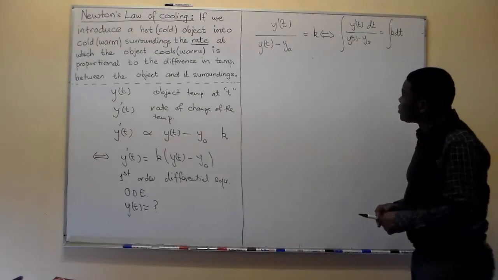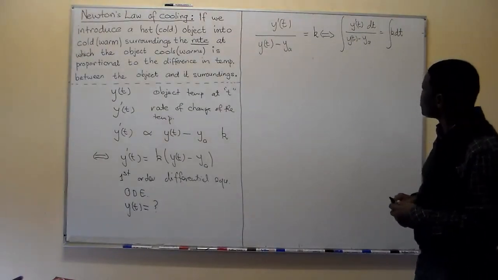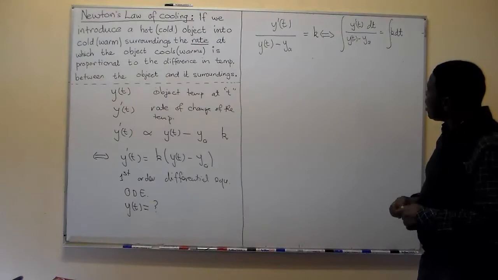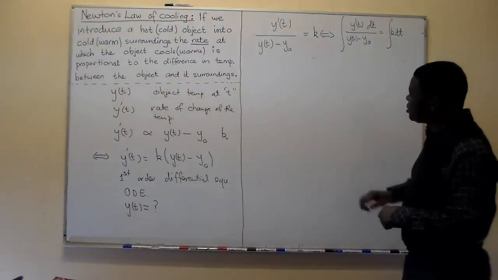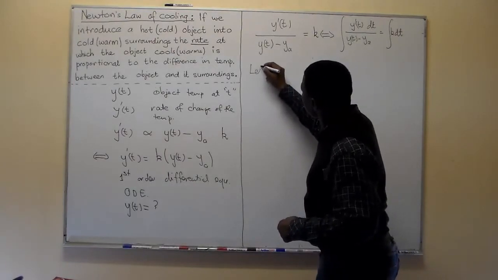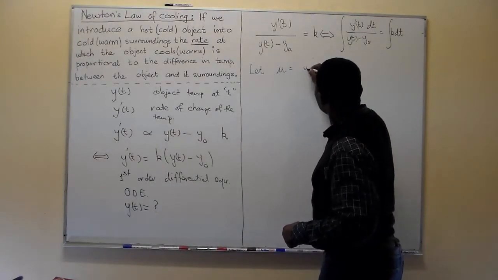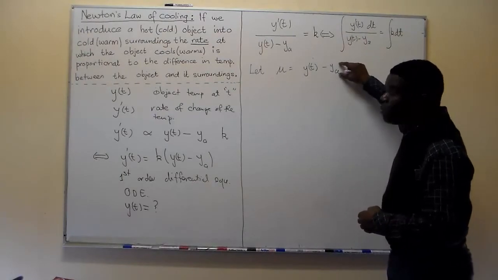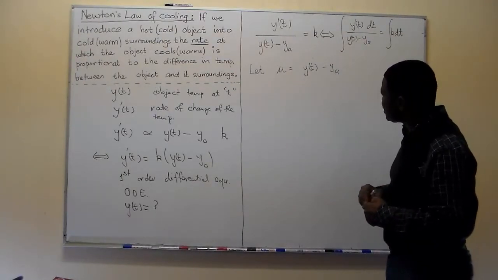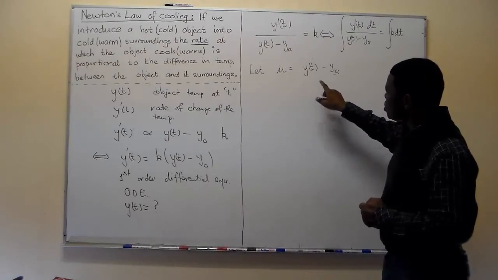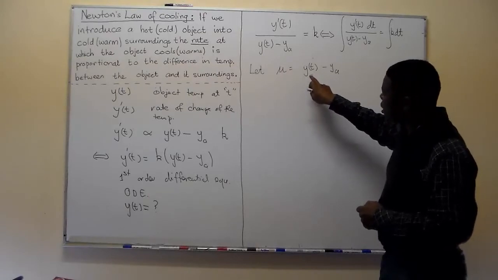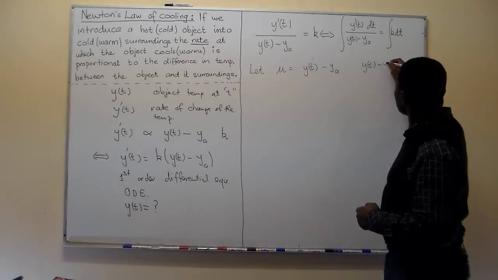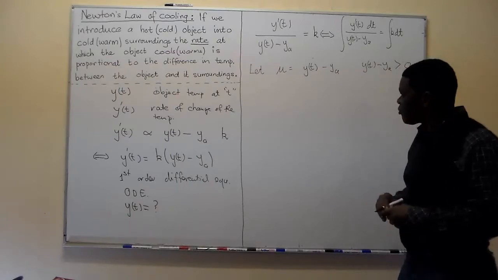So what we need to do now is proceed by integrating on both sides, but first of all, let's simplify this integral to a standard integral by using our methods of substitution. Let u be equal to y(t) minus y_a. Remember, this ambient temperature is taken to be constant and is also taken to be less than the temperature of the object. So we have that y(t) minus y_a is greater than 0.